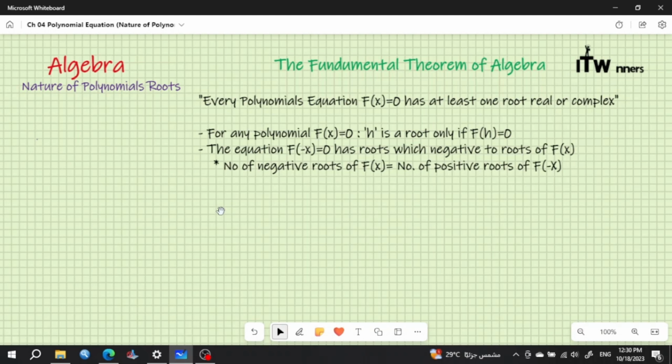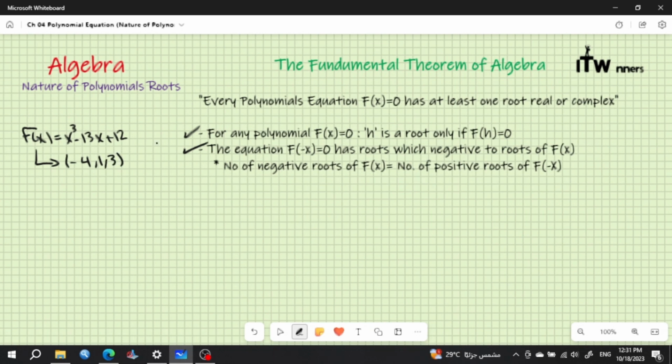The first is: for any polynomial f(x) = 0, the number h is a root only if f(h) = 0. The second is: the equation f(-x) = 0 has roots which are the negatives of the roots of f(x). If we have f(x) = x³ - 13x + 12, this equation has roots of -4, 1, and 3.